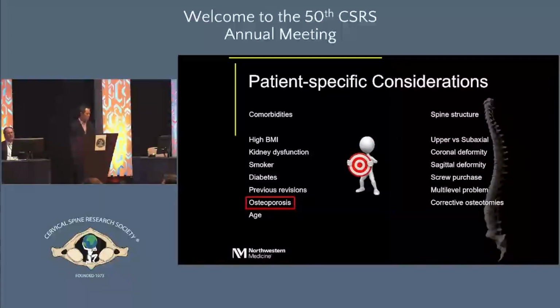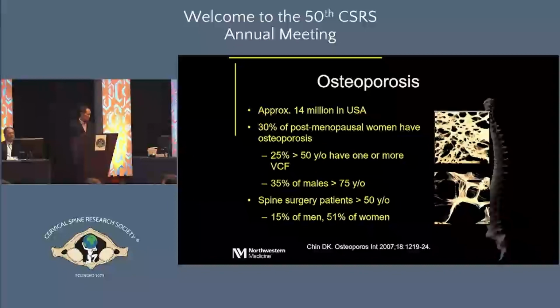But we'll talk about osteoporosis in particular because it's a very prevalent issue. Approximately 14 million individuals in the U.S. are diagnosed with this condition. 30% of postmenopausal women have osteoporosis. 25% over the age of 50 have one or more vertebral body fractures. And this is not a gender-specific disease. 35% of males over age 75 also meet that criteria.